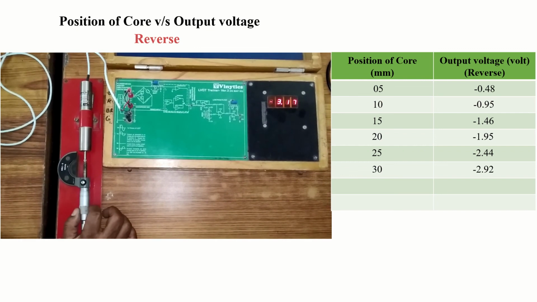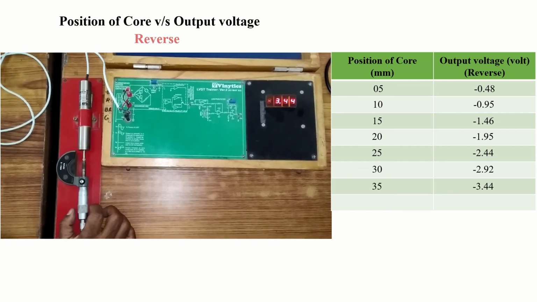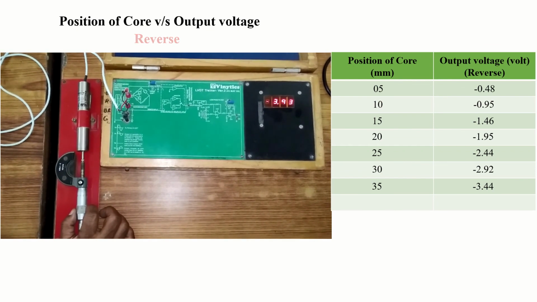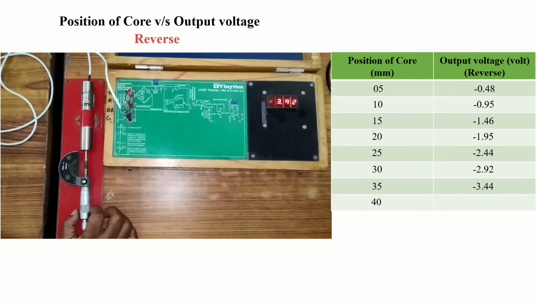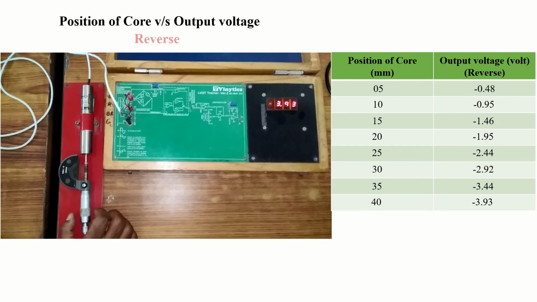Then for 30 mm this is minus 2.92. For 35 this is minus 3.44. And finally for 40 mm it is minus 3.93, and beyond this the core gets saturated.